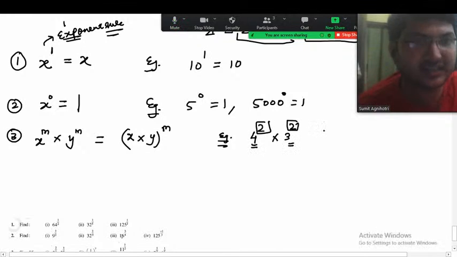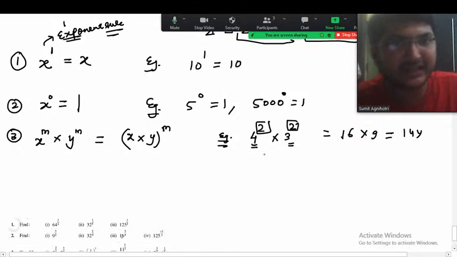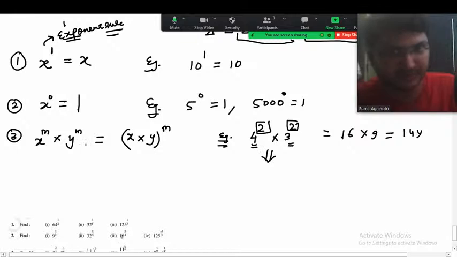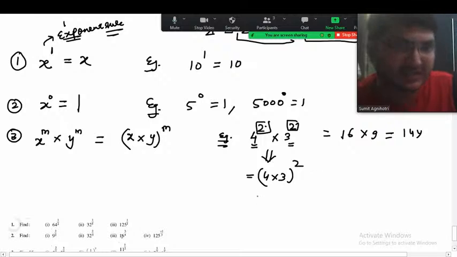One way is that you solve 4 raised to the power 2, you solve 3 raised to the power 2, and then you know 16 times 9 is 144. This is one way. The other way is you make use of this property. How will you use this property? First you will multiply your bases and you will consider that same power, and here that same power is 2, that means 12 raised to the power 2, and we all know the square of 12 is 144.